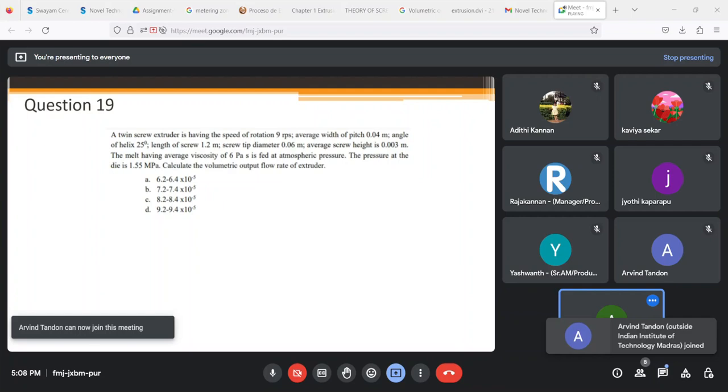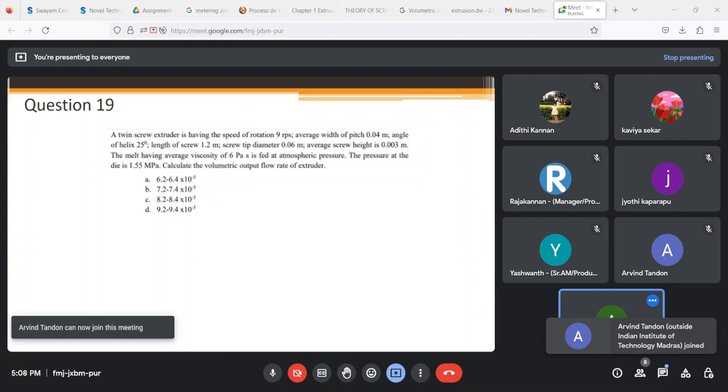So as we had mentioned before, there are different kinds of flow involved in the extruder. One is the drag flow, second is the pressure flow, and third is the leakage flow. So here, by default, when you have angle of helix and everything given, you can calculate what is the drag flow. If angle of helix is not given, then you will have to calculate only the pressure flow that we calculated in the second numerical. Since angle of helix was not given, we stuck with the flow due to pressure.